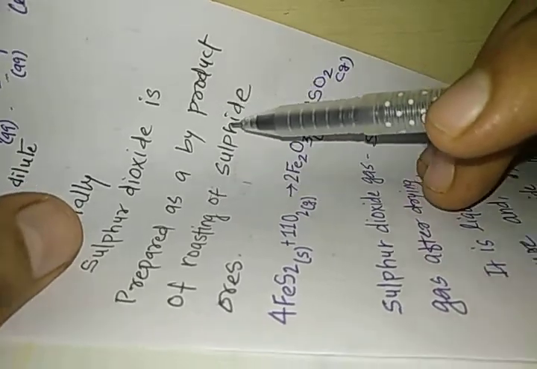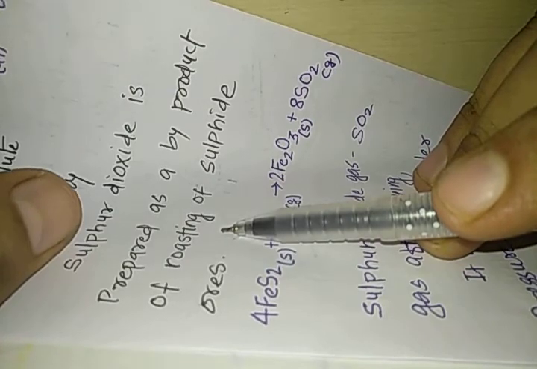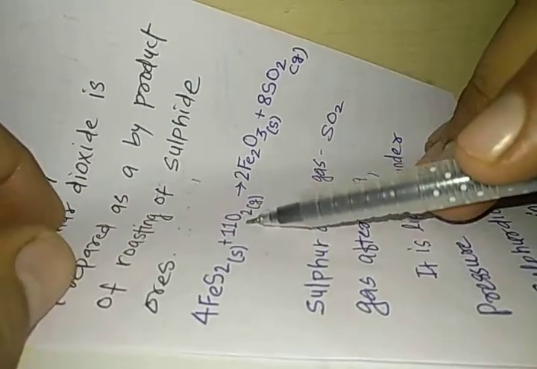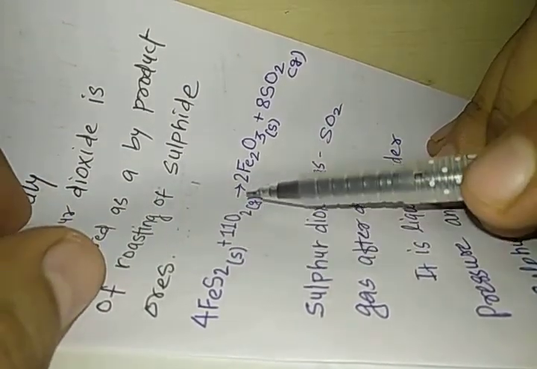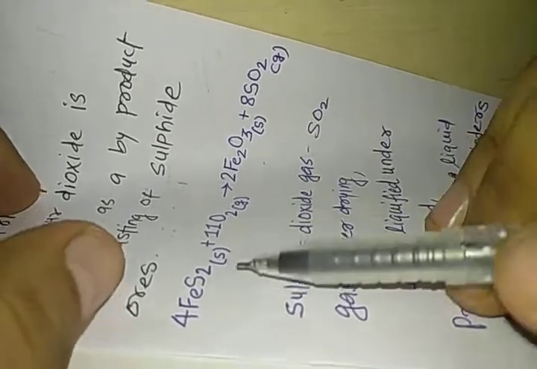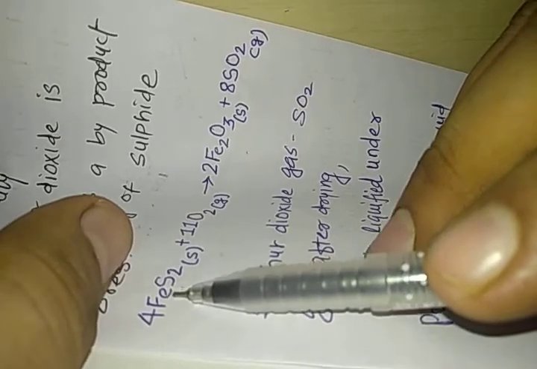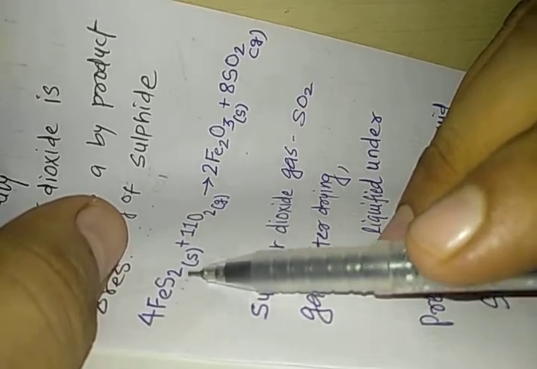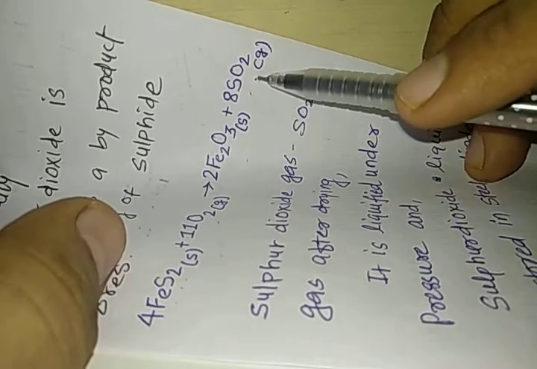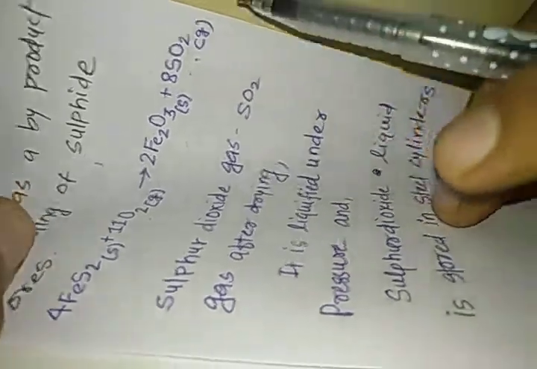Industrially, sulfur dioxide is prepared as a byproduct of roasting of sulfide ores. During roasting, the sulfide ores are heated in excess of oxygen so that they are converted into oxides and sulfur dioxide gas is produced. You can see the example: the iron ore FeS2 reacts with oxygen to produce Fe2O3 and sulfur dioxide gas, which is actually a byproduct, but still it is useful.